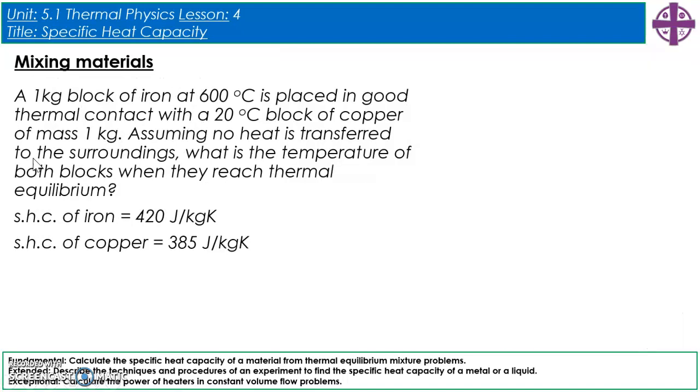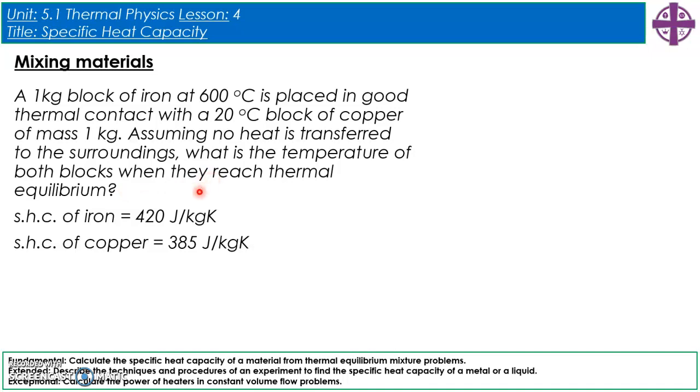So this is another question for you to try on your own now. Read it through. I've got a 1 kilogram block of iron at 600 degrees Celsius placed in good thermal contact, which just means they're eventually going to reach thermal equilibrium. So my 1 kilogram block of iron at 600 degrees Celsius is placed in contact with a 20 degrees Celsius block of copper of mass 1 kilogram. So same mass, different starting temperatures. Assuming no heat is transferred to the surroundings, so we only transfer heat and energy between the two blocks, what is the temperature of both blocks when they reach thermal equilibrium?